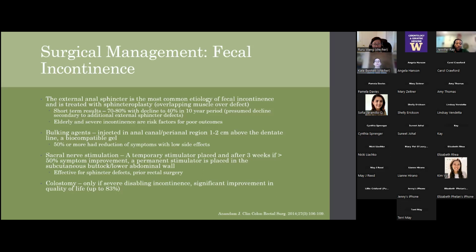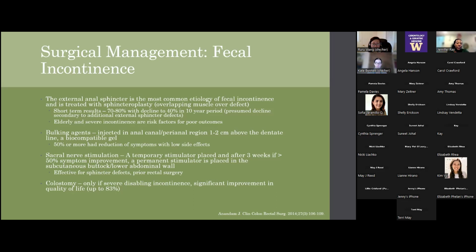Again, the external anal sphincter is the most common etiology of fecal incontinence, and it's treated with sphincteroplasty, which is essentially overlapping muscle over the external anal sphincter defect. Short-term results, it works really well. The effect gets lost a little bit with time, as with most things. And this is presumed due to additional external sphincter defects that may occur.